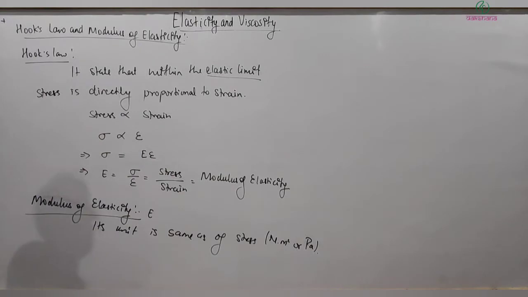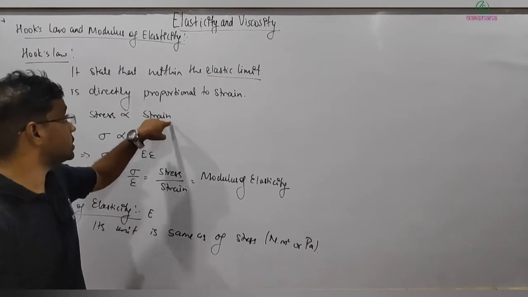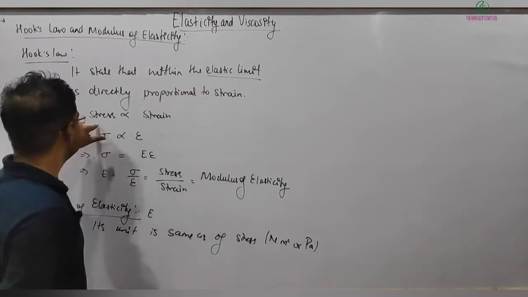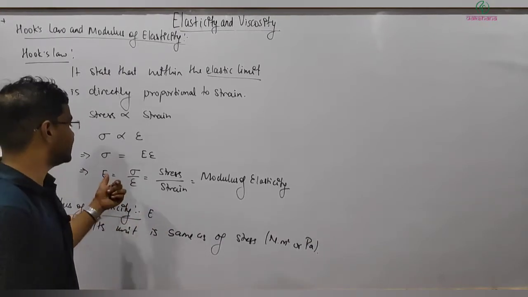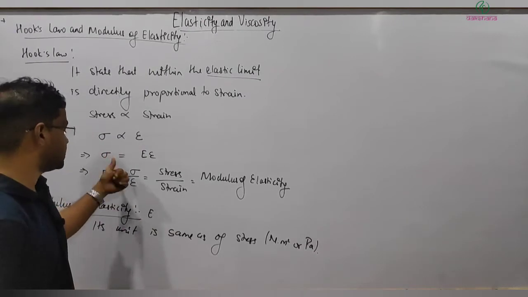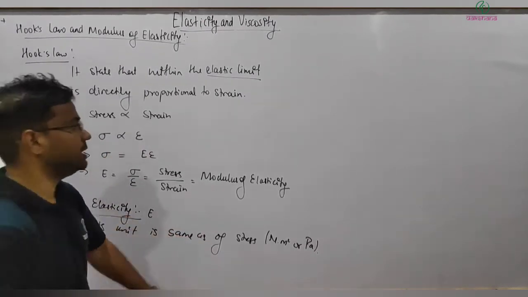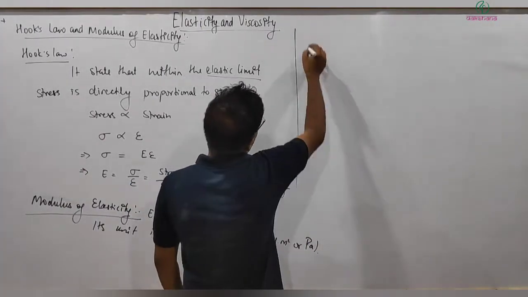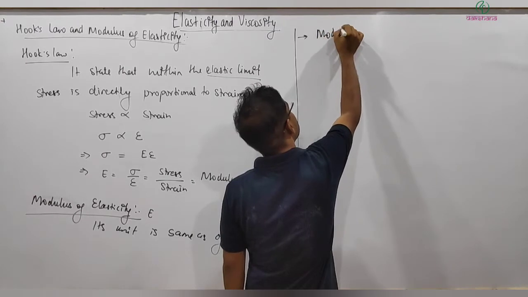As strain is dimensionless, unitless, the first thing is simple: this relation, stress is directly proportional to strain within elastic limit, is termed as Hooke's law, and we can write it this way. So E is the ratio of stress divided by strain, and this is the proportionality constant. This we define as modulus of elasticity. Unit is simply this. What about modulus of elasticity?